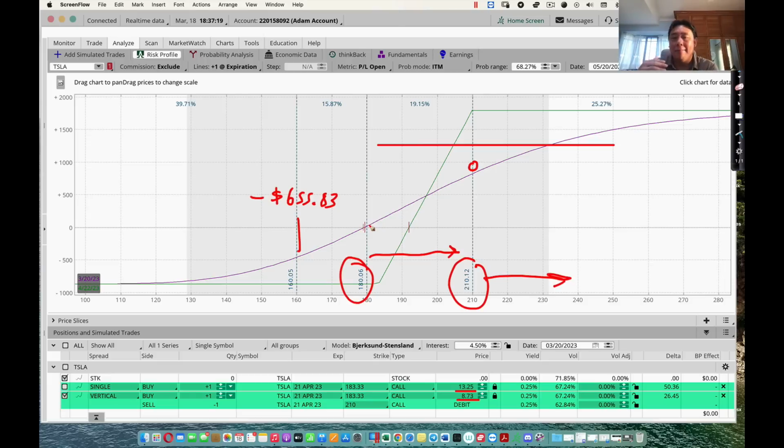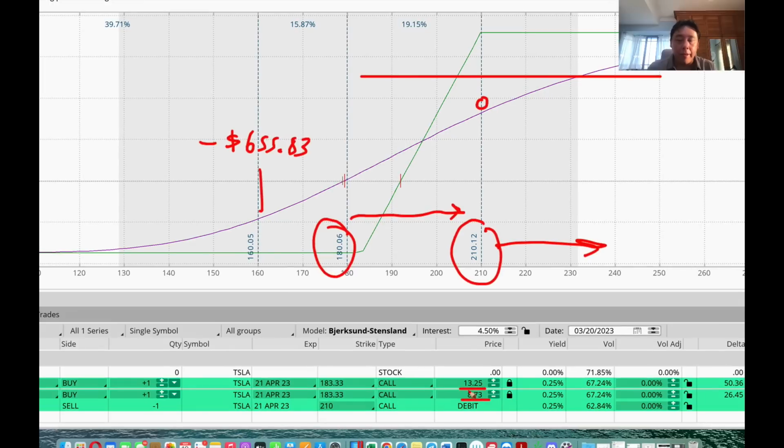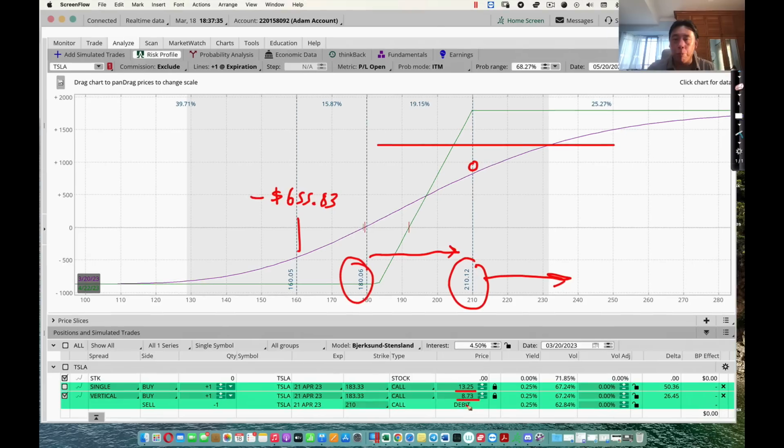So what's the third method? Okay, now the third method I'm going to show you solves all these problems. The third method I'm going to show you doesn't suffer from time decay, number one. And number two, instead of paying $13 or paying $8, you pay very little. In fact, you may even pay nothing, or you may even be paid a bit to enter the trade.